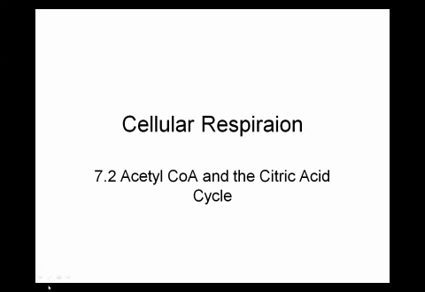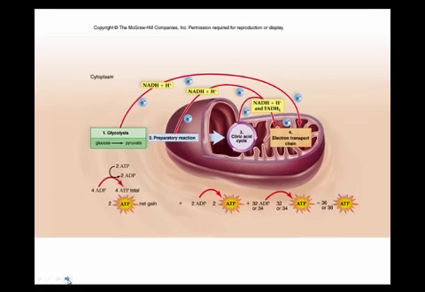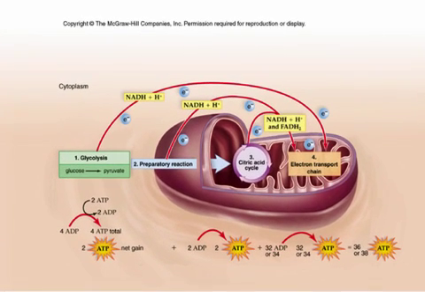7.2, acetyl-CoA and the citric acid cycle. So here's our diagram. Again, we're going to refer to this a couple more times before we complete this lesson. Glycolysis was the first step. Occurs outside of the mitochondria. Glucose was split into two molecules of pyruvate.